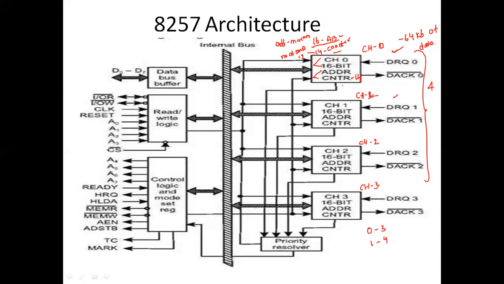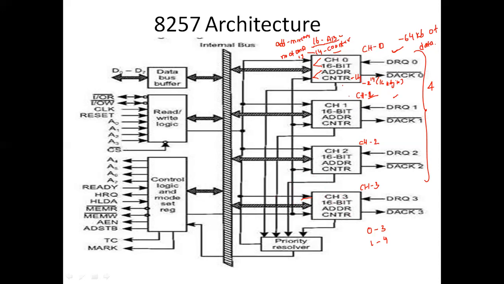Like this, we have 4 channels, 4 16-bit registers and 4 counters. As the counter is 14-bit, each channel can transfer up to 2 power 14, that is 16 kilobytes of memory, at a time without the intervention of the microprocessor.